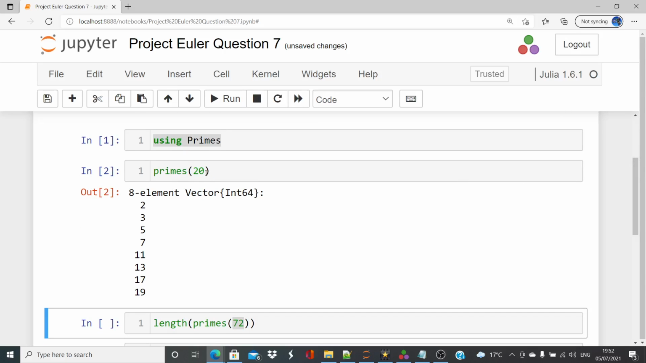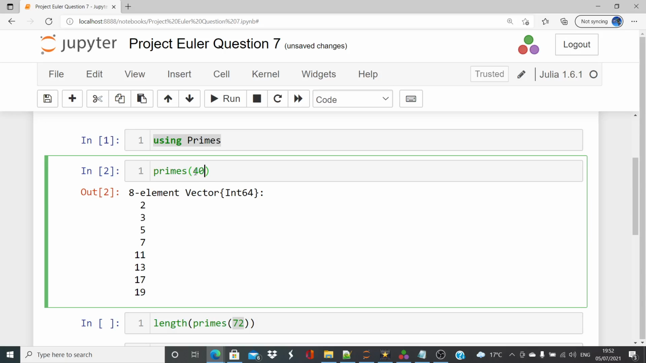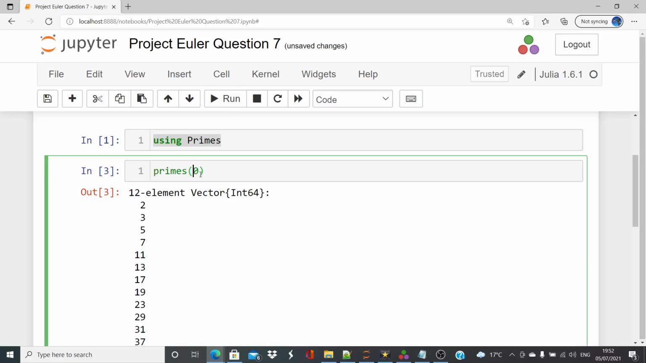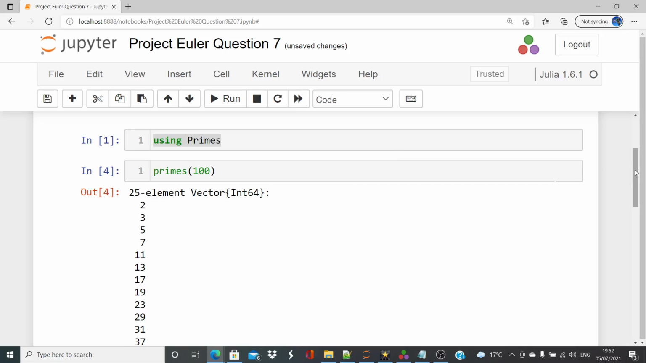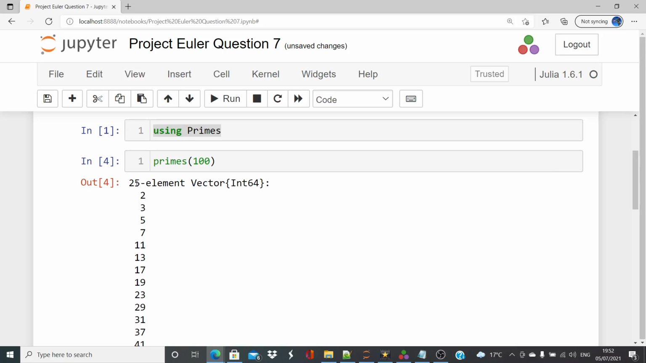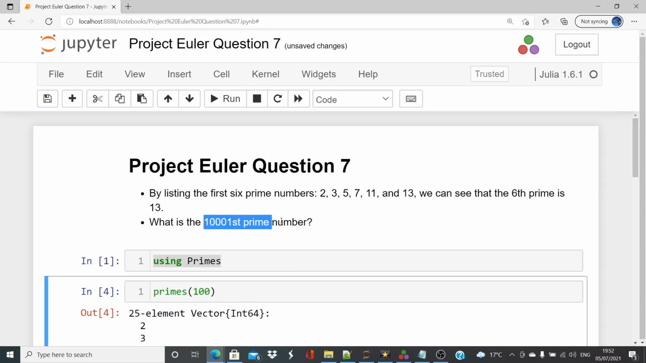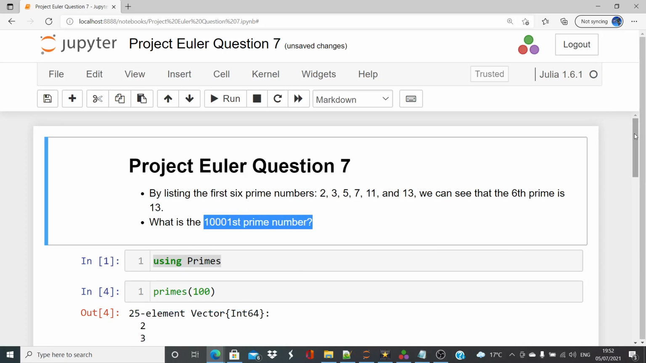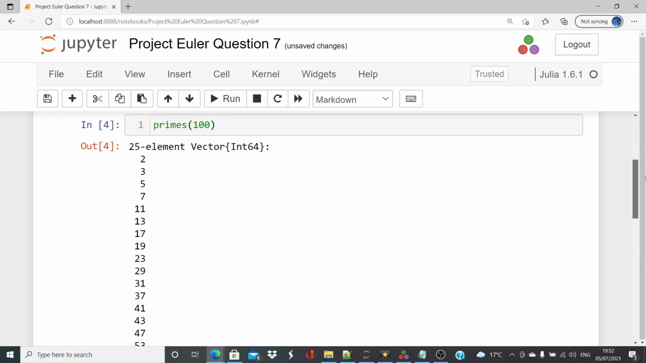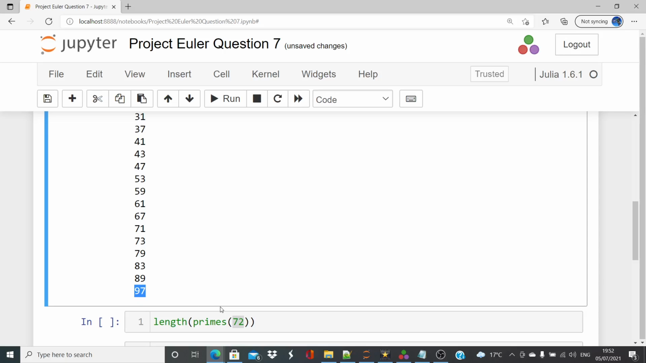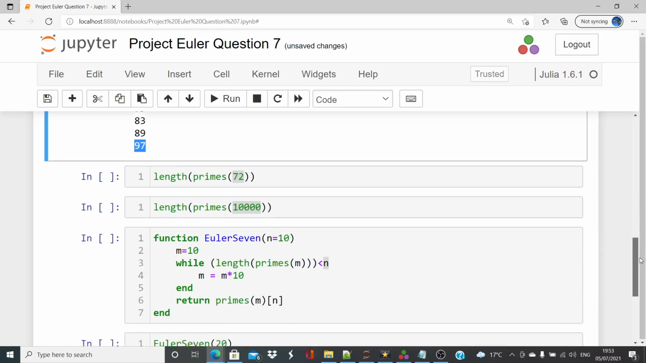So there are actually 8. Now the thing is, we don't know how many elements are going to be in the output. For 100, I don't know, I'm going to make a guess, about 23. 25 actually. But I don't really know how long the output is, and I need to know this because I need the 10,001st prime number. So for example, the 25th vector element is 97. So it's hard to work back, so we'll have to come up with a way of doing this.